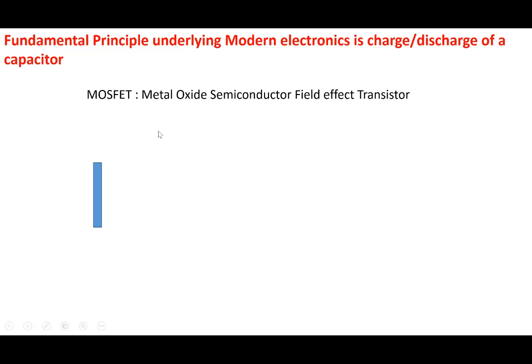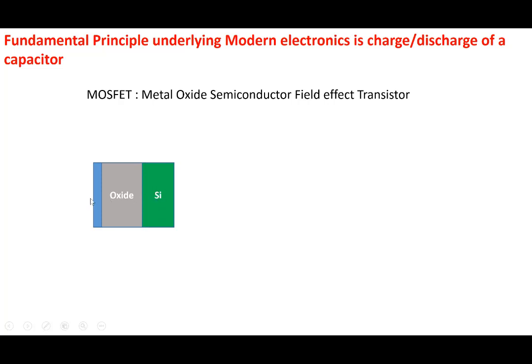So let me construct a MOSFET. Let me warn you, it's a very simplified picture of a MOSFET. More detailed description will come later. So we have a metal plate here, and then we put an oxide, which is an insulator, and then we have a semiconductor. Metal oxide semiconductor. So we put silicon here as a semiconductor.